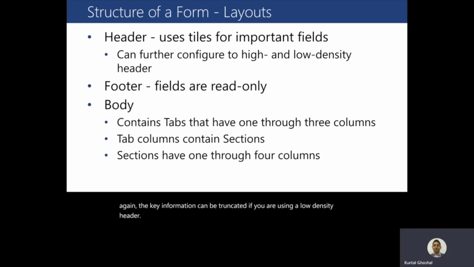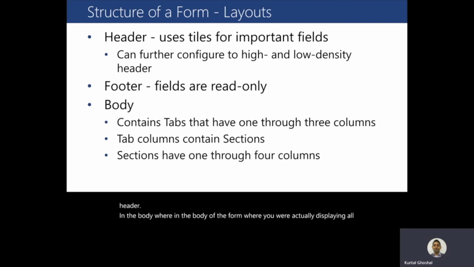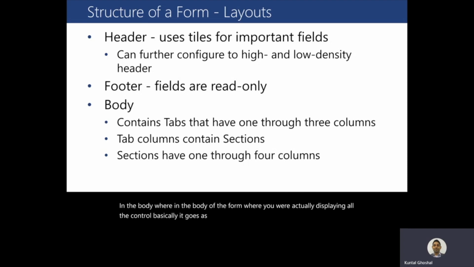In the body of the form, where you are actually displaying all the controls, basically it goes as a tab, and inside the tab you have different sections, and in the sections you put your different controls or fields in the form. So the tab can have multiple columns, can have 1 to 3 columns, and depending on what type of tab you are choosing, you basically put sections inside those tabs.